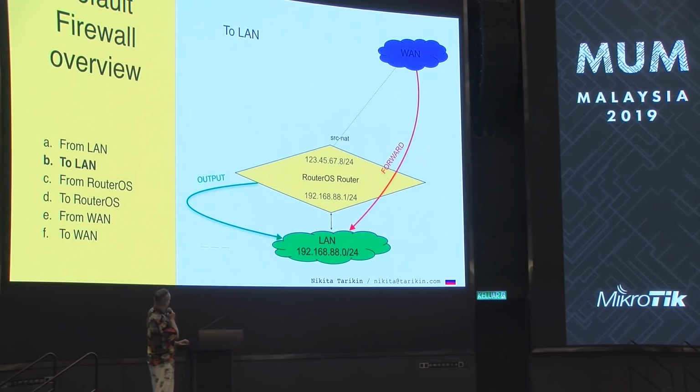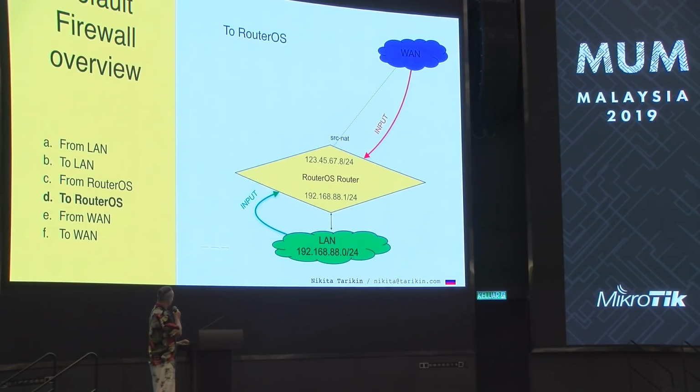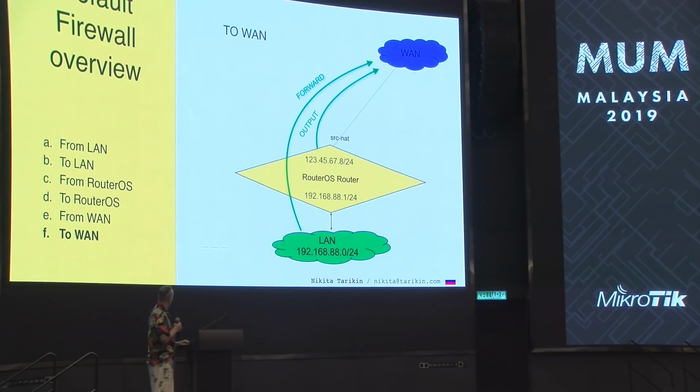This is traffic coming to LAN. This traffic goes... understanding chains. I want to explain how chains look like. So this is the traffic output chains coming from the router. This input chains to the router looks like that. And these chains coming from LAN. And these chains coming to LAN.